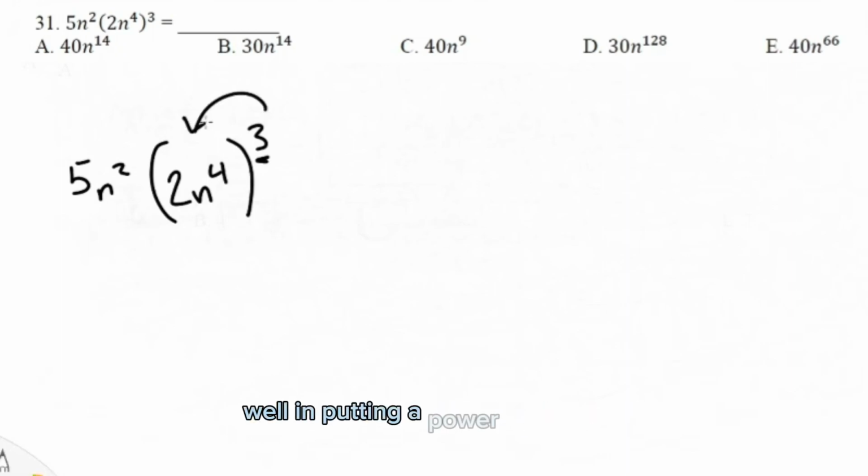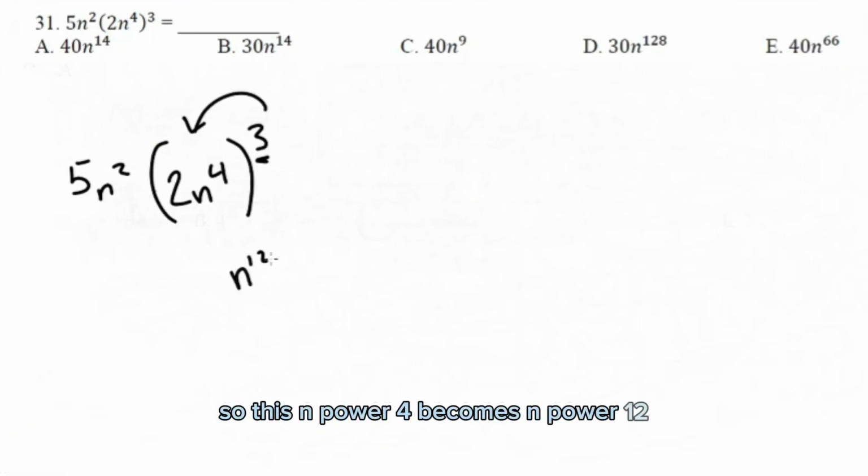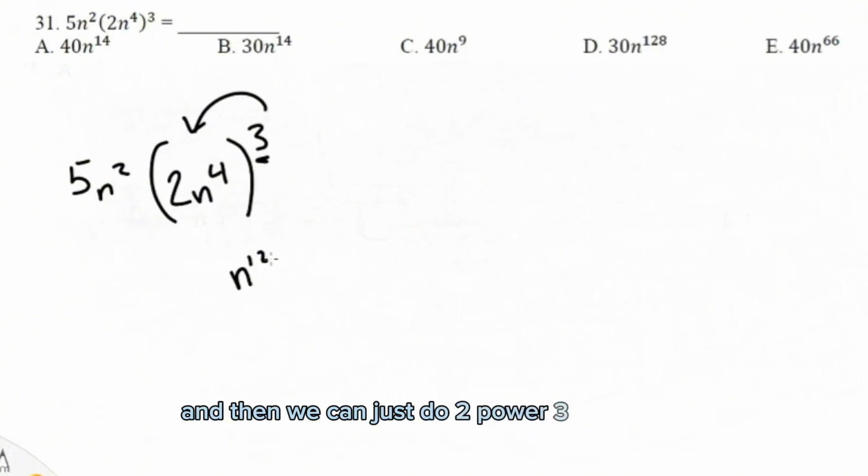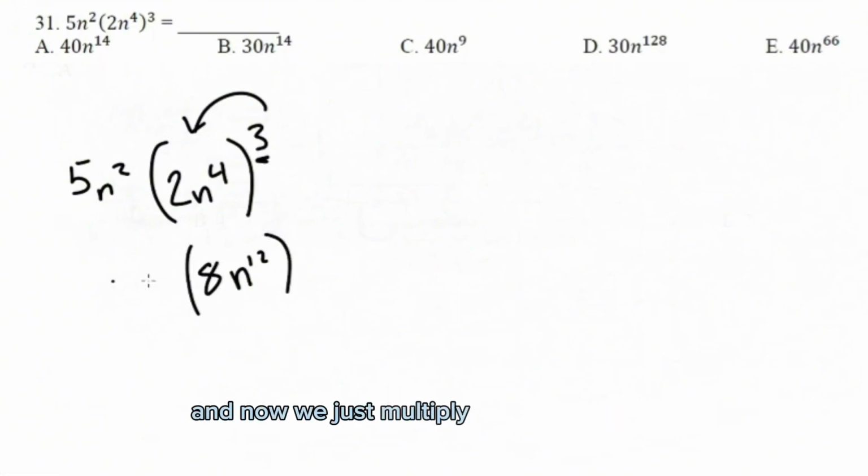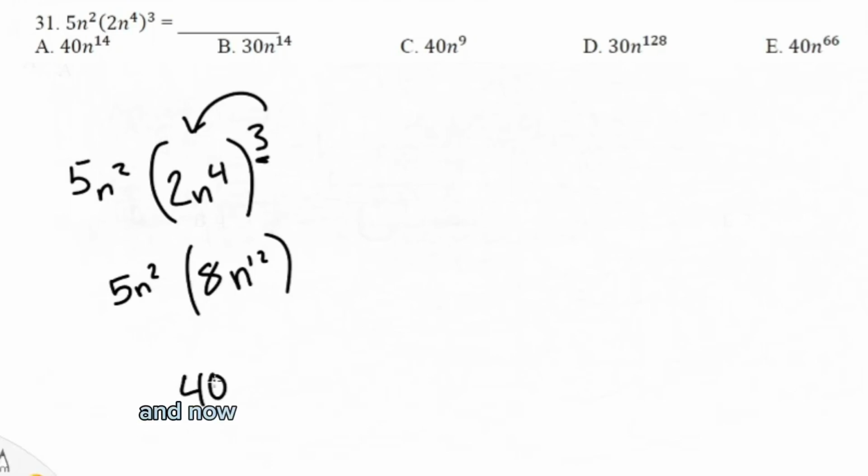Well, when putting a power to a power, you just multiply the powers. So this n to the power of 4 becomes n to the power of 12. And then we could just do 2 to the power of 3, which is 8. So this becomes 8n to the power of 12. And now we just multiply it by 5n squared. So we can break this down. 5 times 8 is 40, and now we have to do n squared times n to the power of 12.